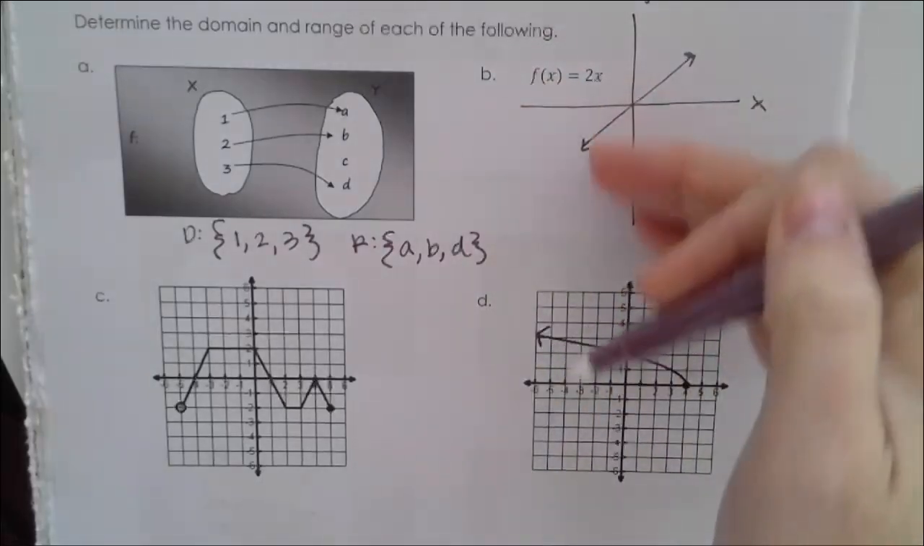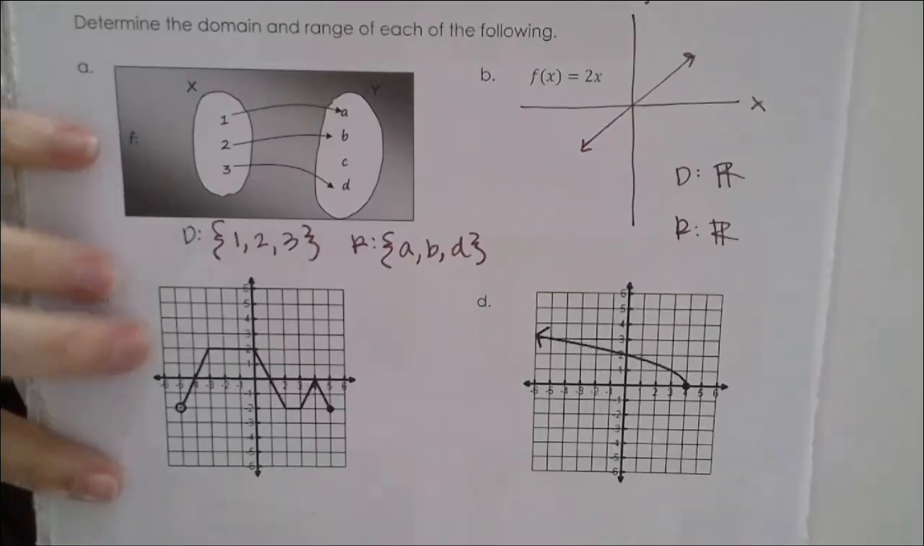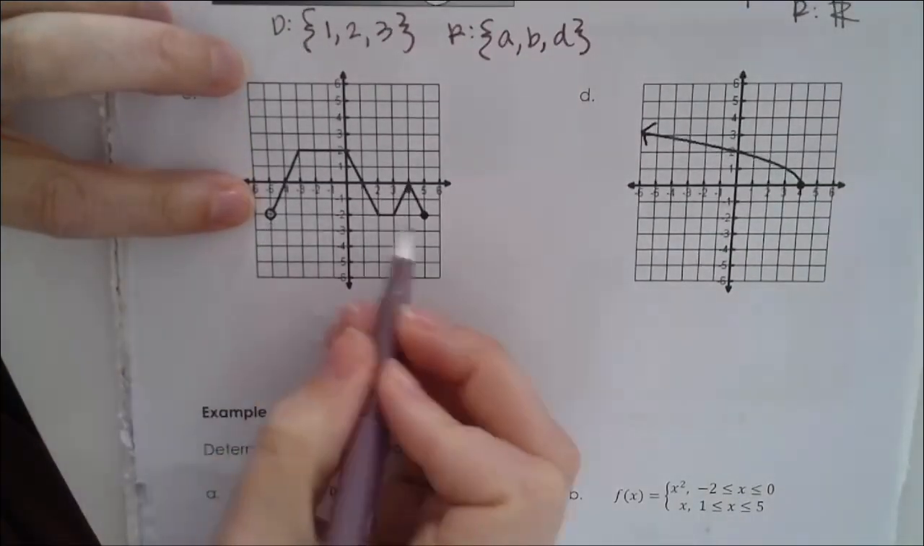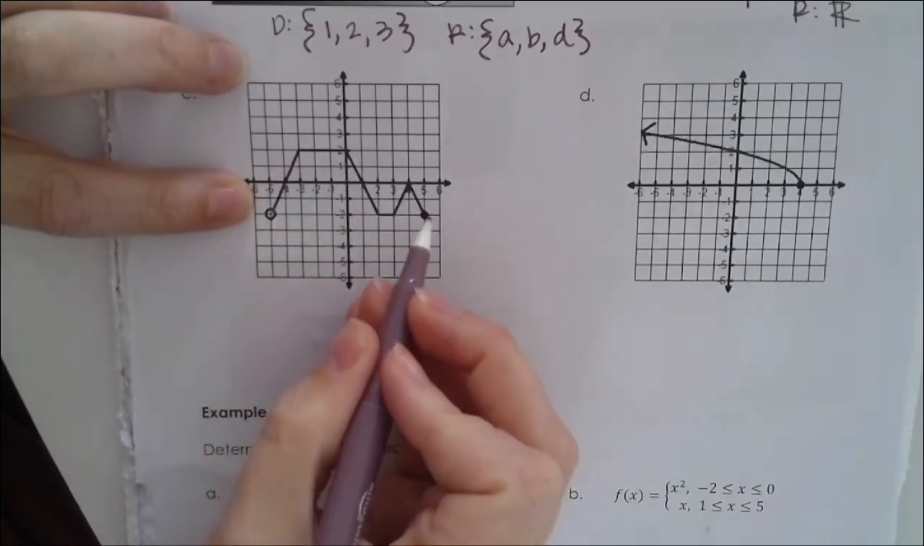So this is going to also go down forever and up forever, so also all real numbers. We're using every number there is. On C, we have an open circle, which means not included, and a closed circle means included. And then it's continuous through the entire graph from there.